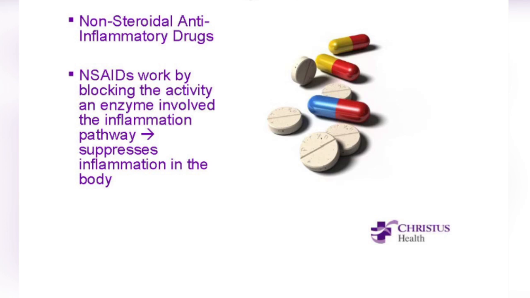More specifically, non-steroidal anti-inflammatory drugs. The way these work is by blocking the activity of an enzyme involved in the inflammation pathway. There's this whole cascade of things that happens, and it blocks one key part of it, so it suppresses inflammation in the body. And it's systemic, so wherever you take it, it's going to work. If you've got a hip and a knee or a back, it's going to help with all of that. It's not going just to one specific spot.